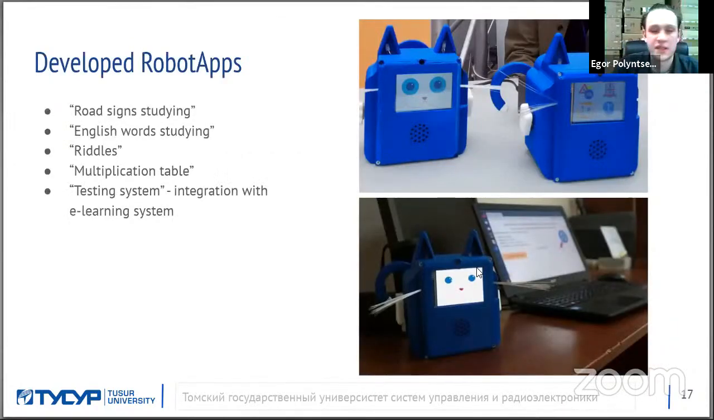We developed several robot apps which we have already tested. One is road sign studying. It shows the robot a card with a sign, and the robot detects it and tells the kid what sign it is, with a little poem about it, and in this way the robot studies the signs with kids. Then English word studying, where there are two modes of this robot app.